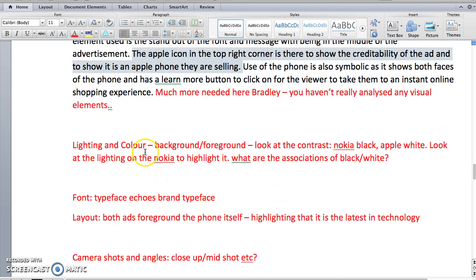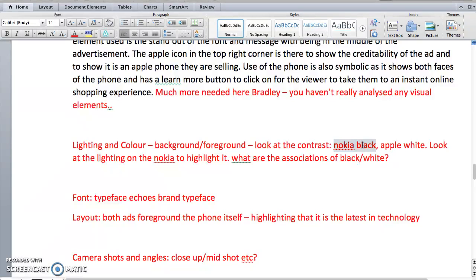You need to look at lighting and colour. Okay, so the background and the foreground. In the Nokia advertisement, they use black in the background. What does that do? Does it focus your attention on the close-up of the product, the phone? There's nothing in between your sightline and the product, Bradley. That means that is the focus.